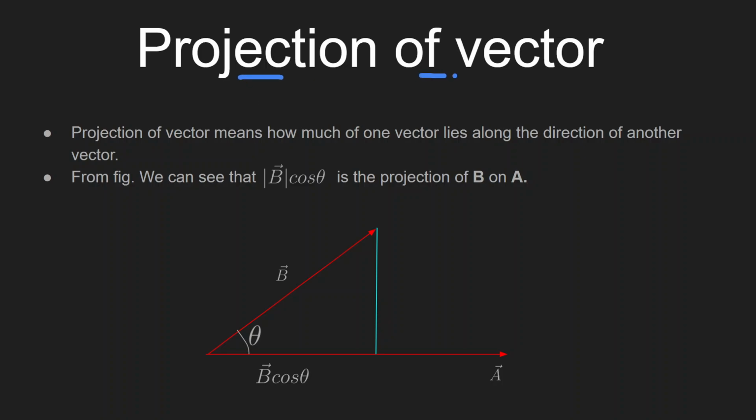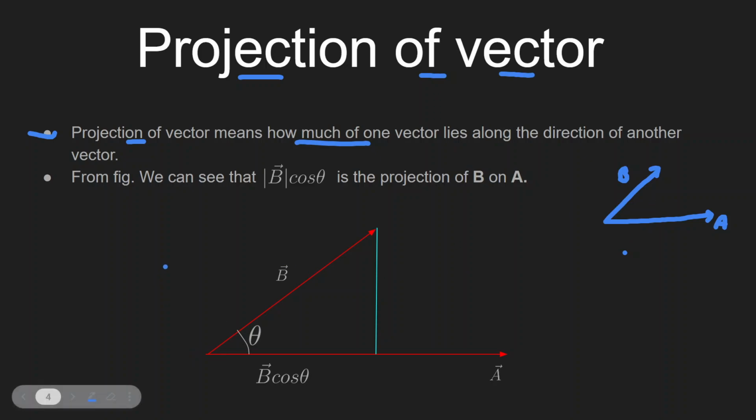Now the projection of a vector. We discussed projection in the last video, but still we will see what it actually is. Projection of a vector means how much one vector lies along the direction of another vector. So if this is my vector A and this is my vector B, if you remember, we said that if we put a torch over here, this B is the shadow on A. So it is how much that vector B has along the direction of A. That is what this projection means.